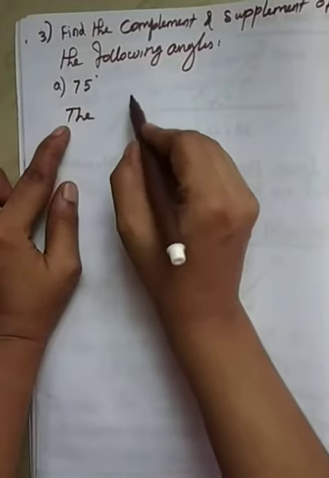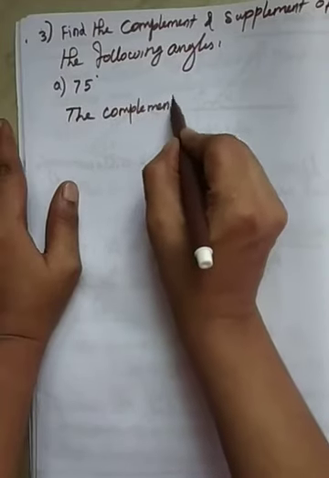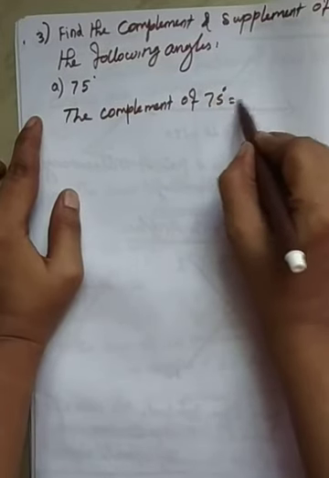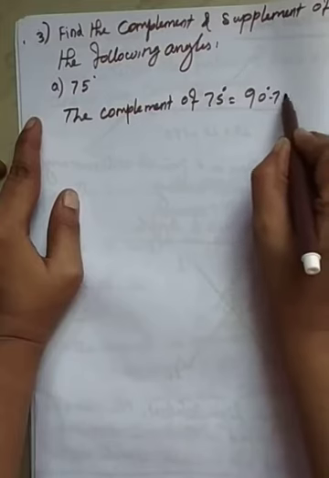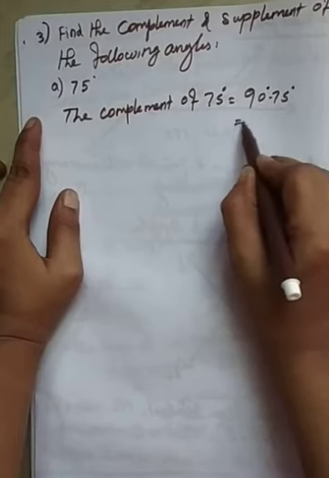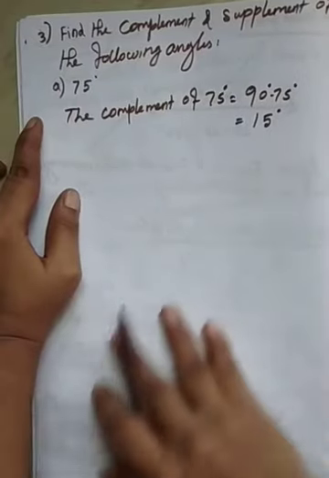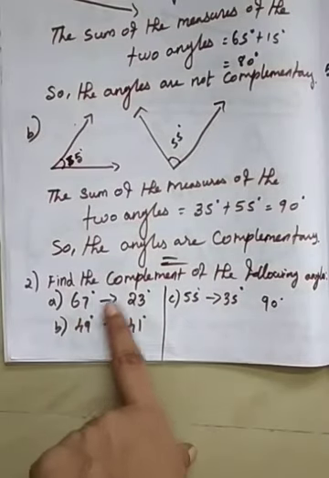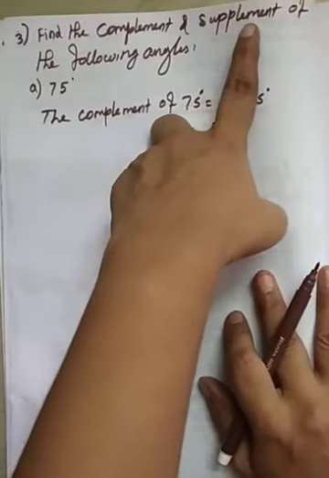The complement of 75 degree is equal to, complement means 90 degree. The one is 75. So 90 degree minus 75. What will you get? 15 degree. The another one is 15 degree. Clear? In this problem also you can write in this method.